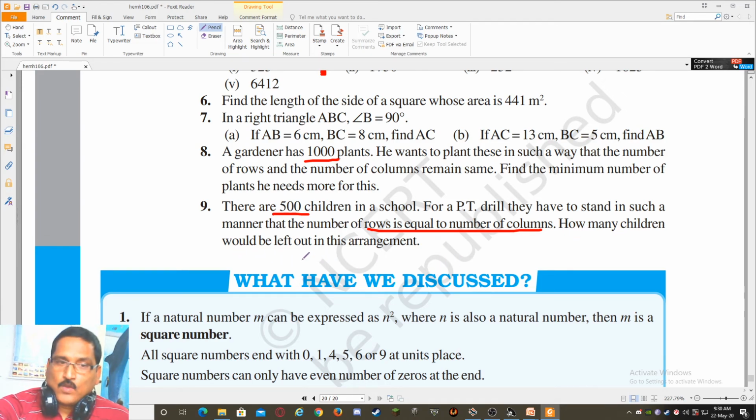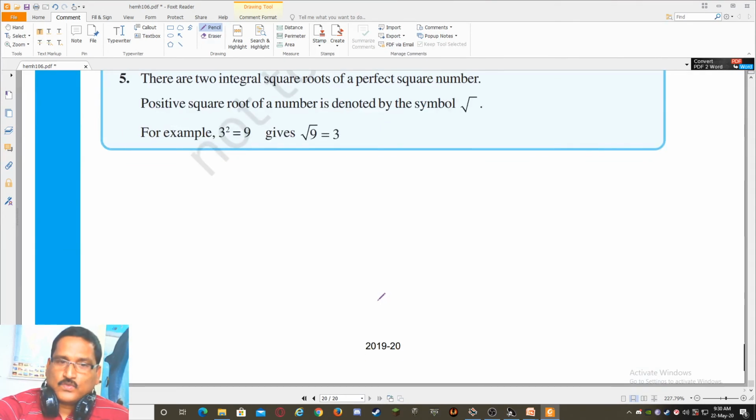So they are asking how many children will be left out. That means the remainder is the answer. We don't have more than 500 children. You cannot add some more children also. That's why whatever remainder is coming after performing the long division method, that is the answer to this question. Clear? So this is all about your square and square root.